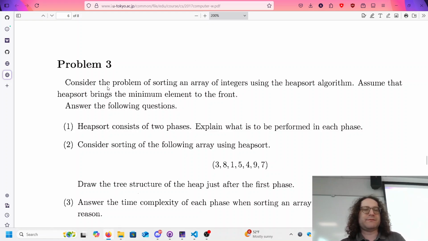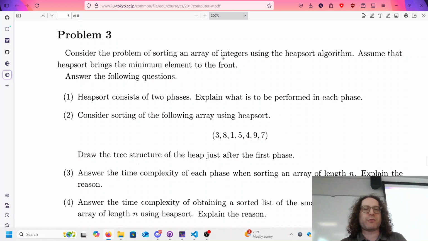Problem 3. Consider the problem of sorting an array of integers using the heap sort algorithm. Oh, that's this class. Assume that the heap sort brings the minimum element to the front. Answer the following questions. Heap sort consists of 2 phases. Explain what is to be performed in each phase. So those 2 phases, remember, that is the heapify and the sort. Heap sort, easy to remember those 2.